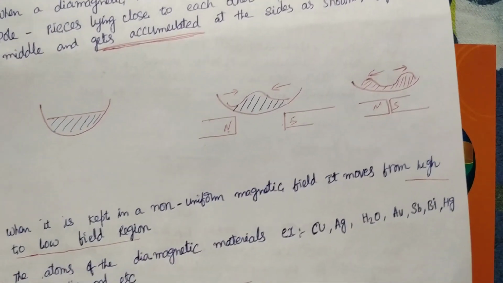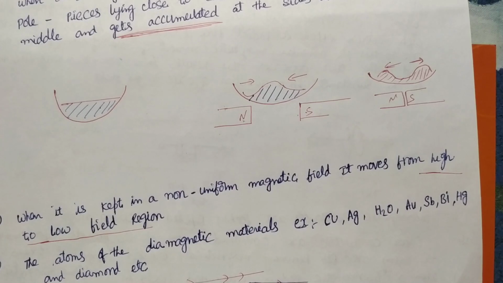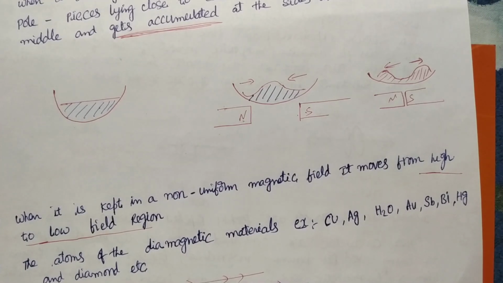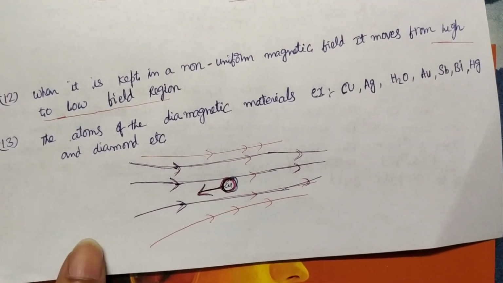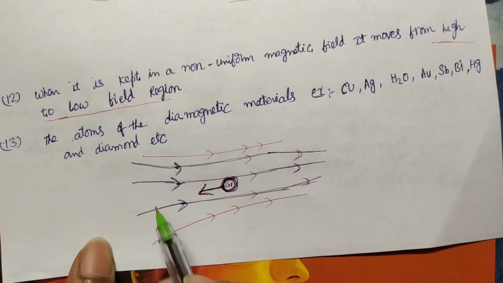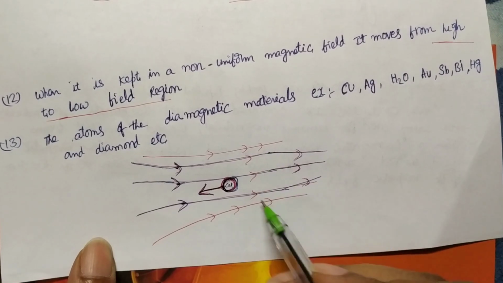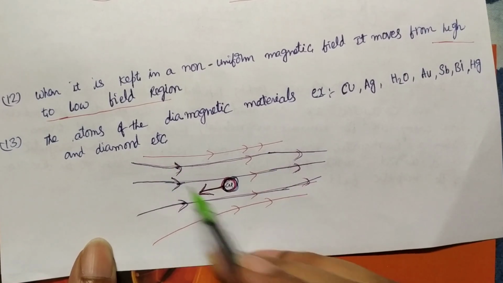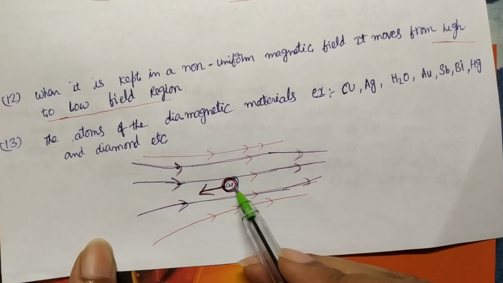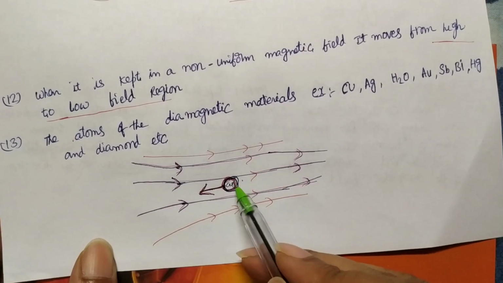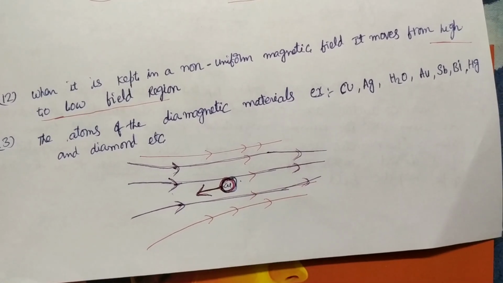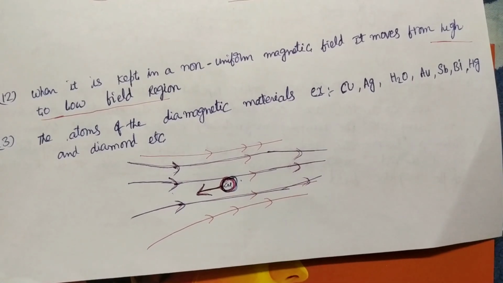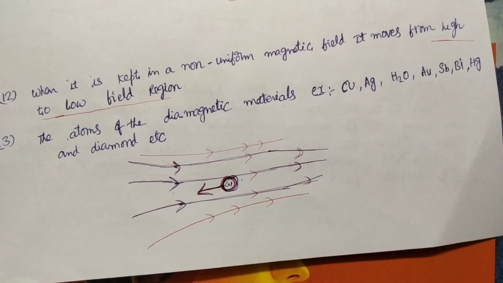Another point is what happens when it is kept in a non-uniform field. Suppose a copper ball is placed in a magnetic field like this. Here the lines are far apart, here the lines are closer; here there is a high field and here a low field. So diamagnetic materials move from the high field region to the low field region because they are trying to move out of the field. That is the reason they move from high field region to low field region.